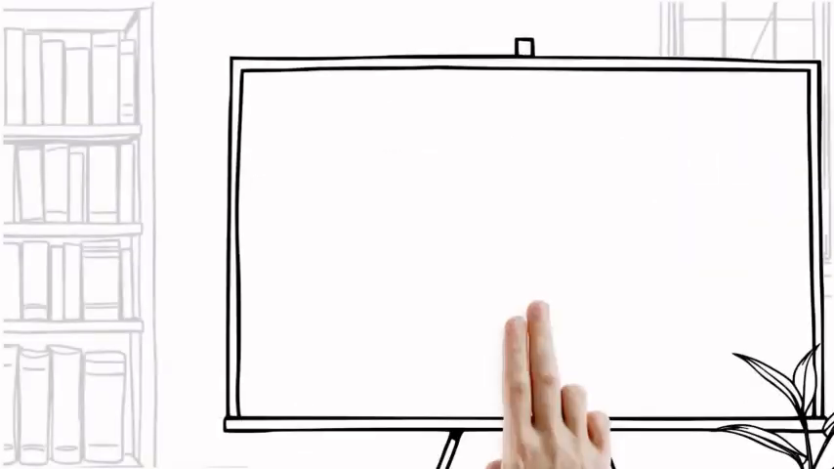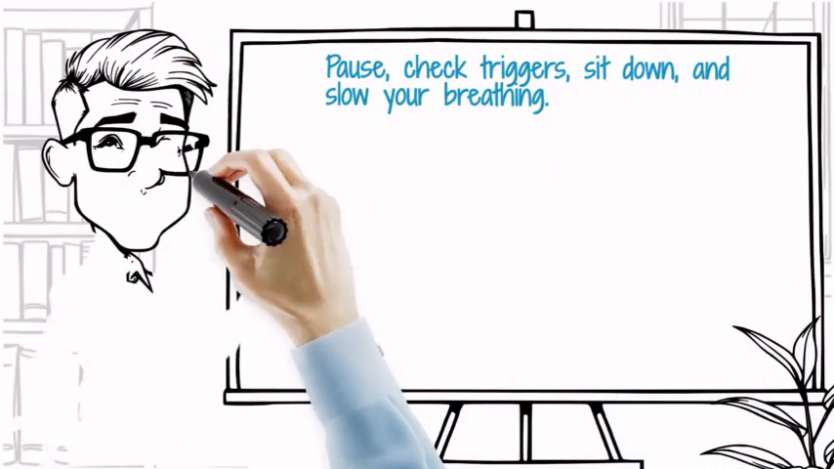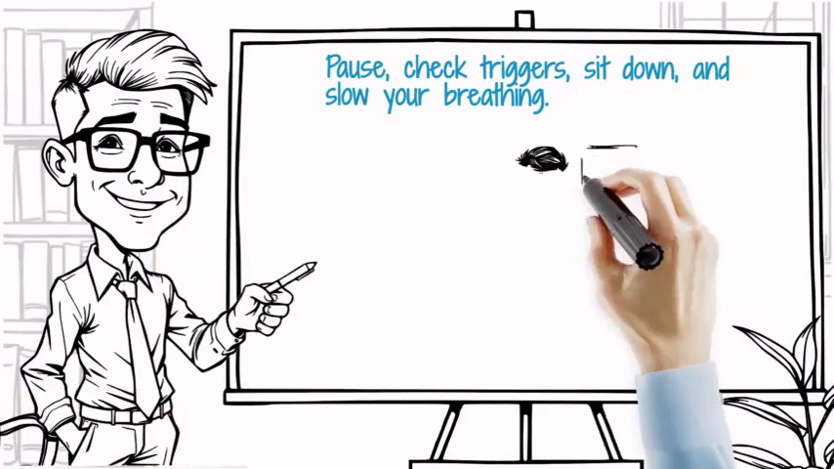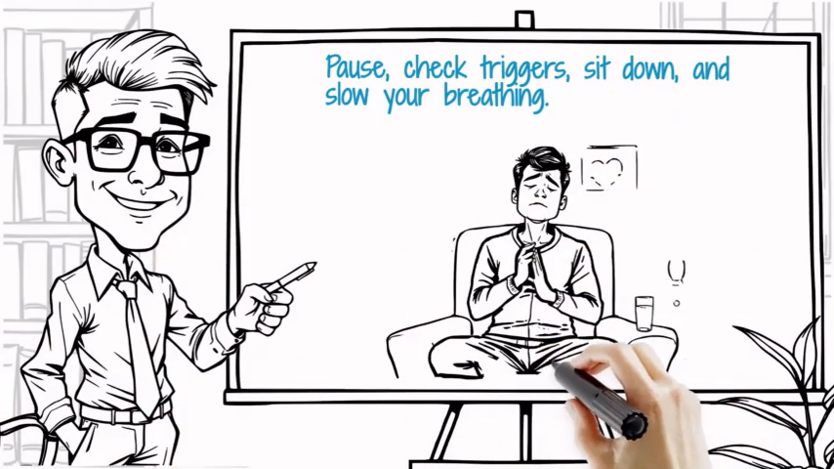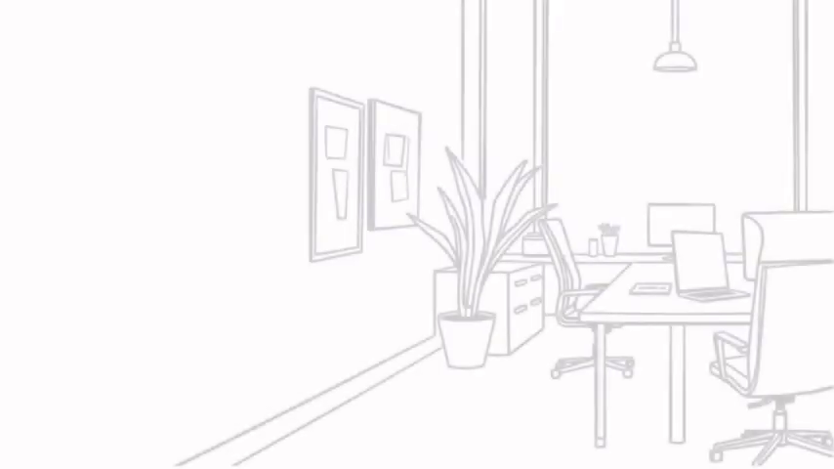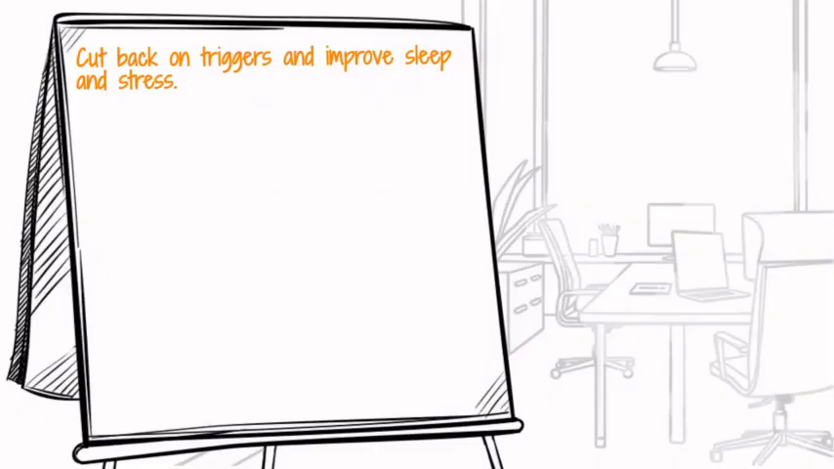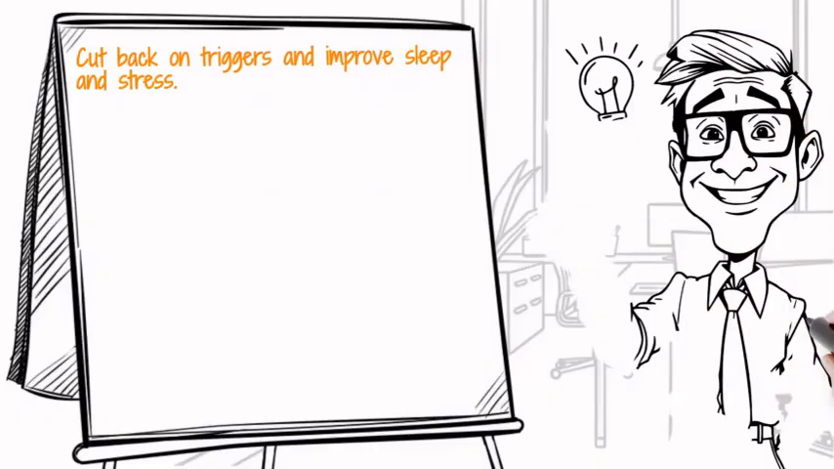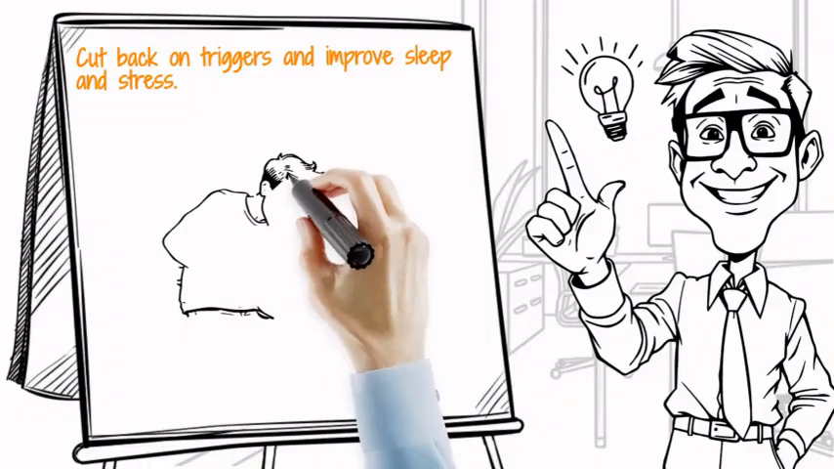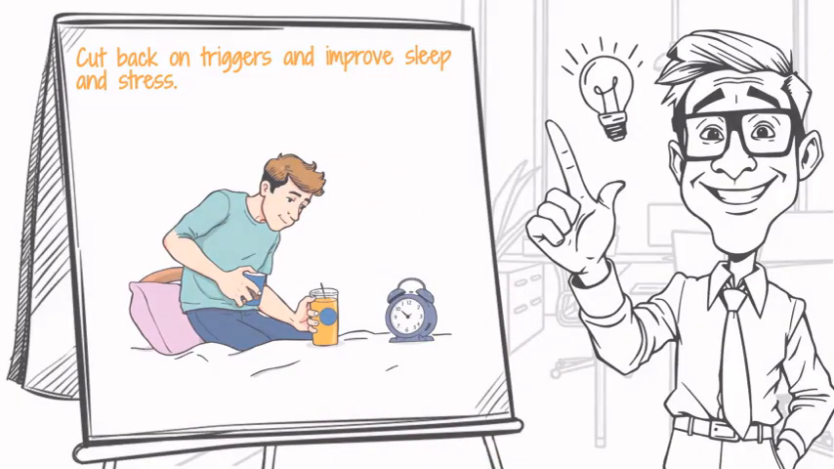If you feel palpitations, the first step is to pause and check for triggers. Sit down, slow your breathing, and try to relax your body. Drink some water if you may be dehydrated. If caffeine, nicotine, energy drinks, or alcohol are common triggers for you, cut back and see whether the symptoms improve. Getting enough sleep and managing stress can also make a big difference.